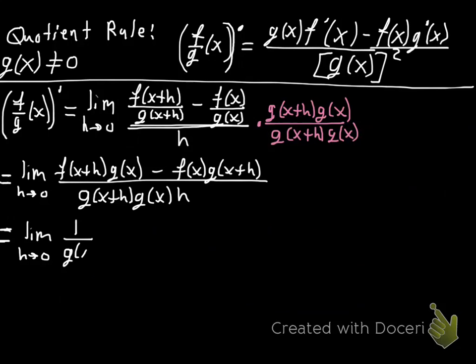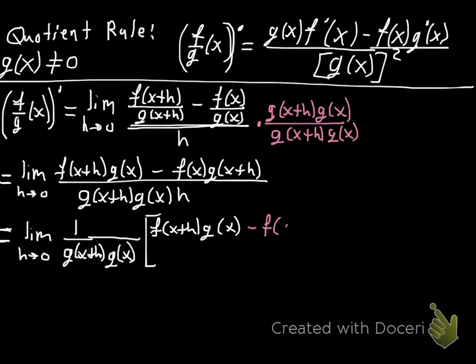And we're going to employ a similar trick as we did with the product rule. The g of x plus h and g of x, that's just going to hang out, and that's going to end up turning into g of x squared in the denominator in a minute here. So f of x plus h g of x minus f of x g of x plus h. The trick is adding and subtracting f of x g of x. So minus f of x g of x plus f of x g of x minus f of x g of x plus h.